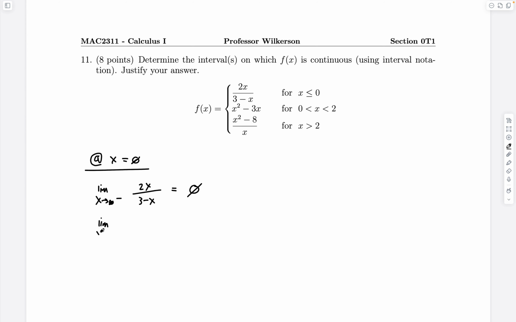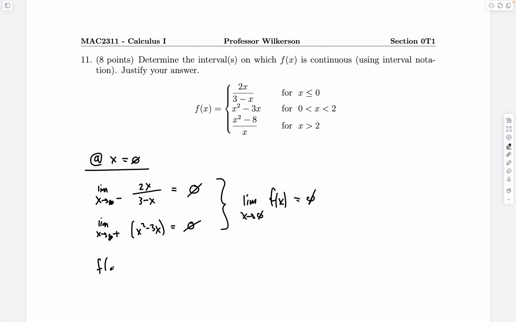We do the same thing on the right side. The right side would be this expression, for x values greater than 0, which is from the right side. So you're going to use x squared minus 3x as your expression. You take the limit of that, you get 0 minus 0, which would just be 0. This means that both sides are the same, which means the two-sided limit of my function would also equal 0. Cool.